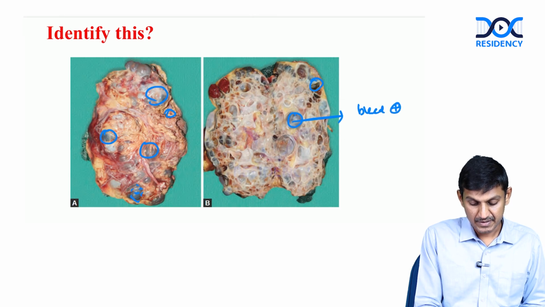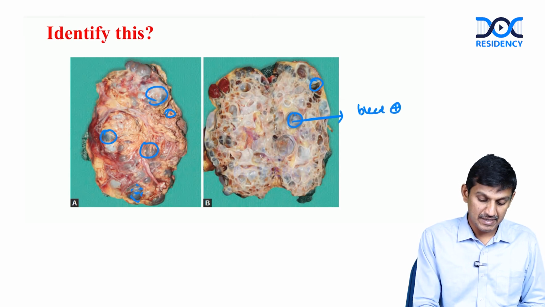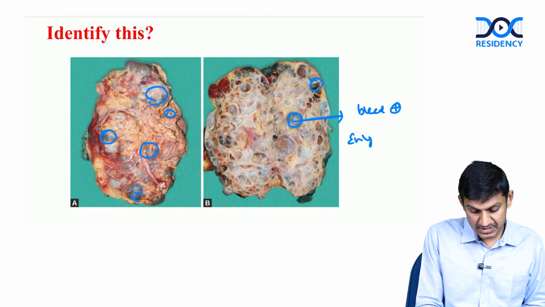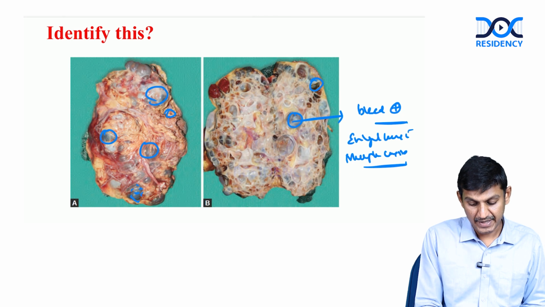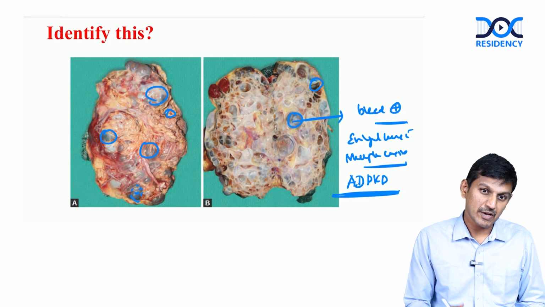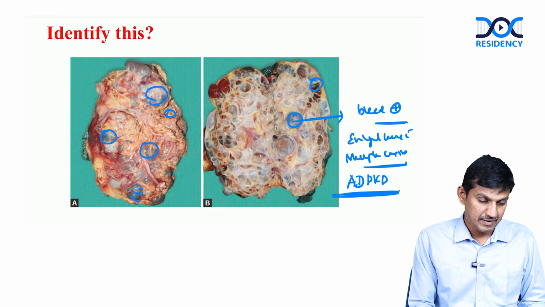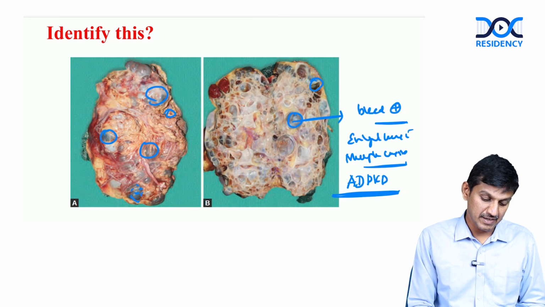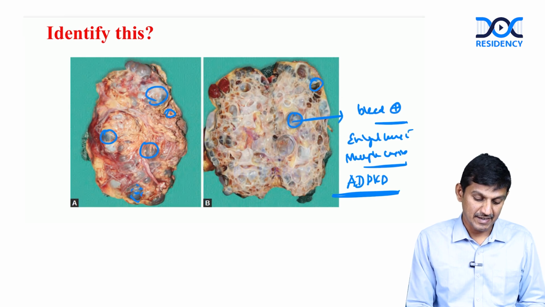See, this is an enlarged kidney with multiple cysts. So what does that mean? This is probably a case of autosomal dominant polycystic kidney disease. Okay, what are the implications? They also have other syndromic manifestations. They can present with cysts in the pancreas, they can present with berry aneurysms, etc. And they are more notorious to develop end-stage renal disease at a later stage.